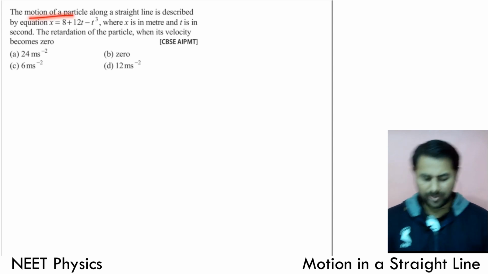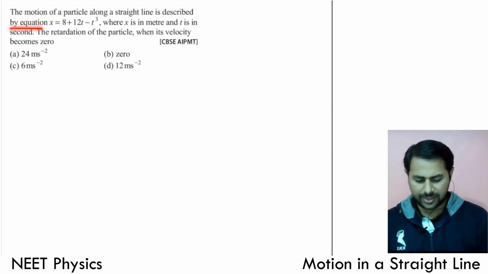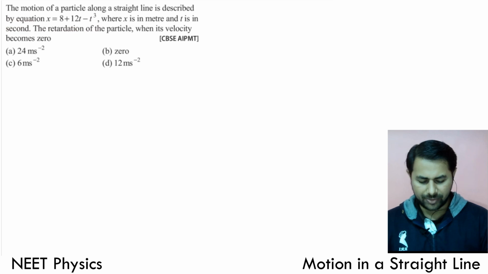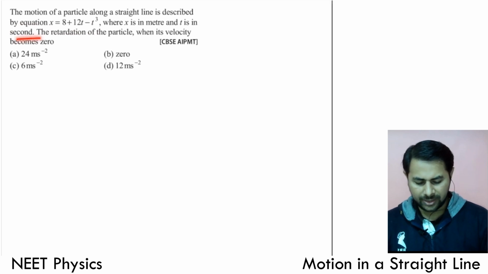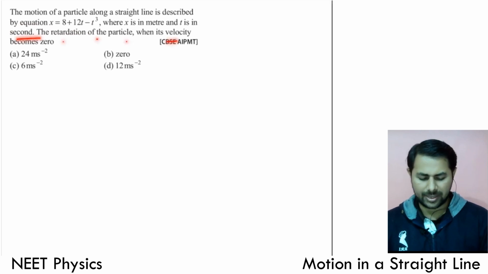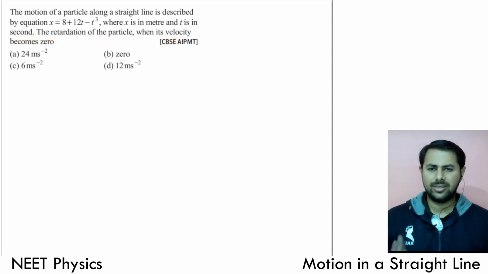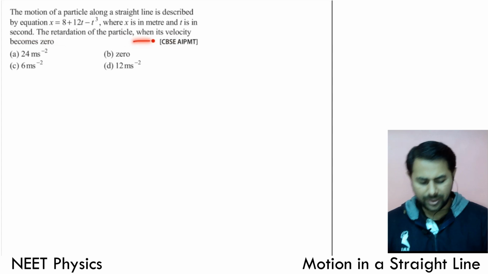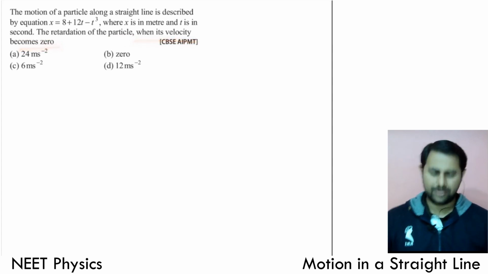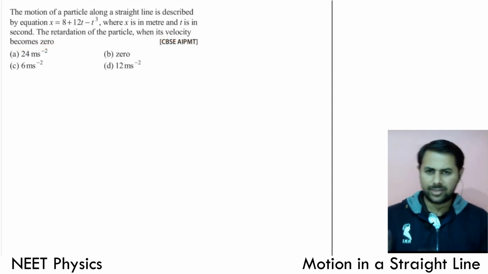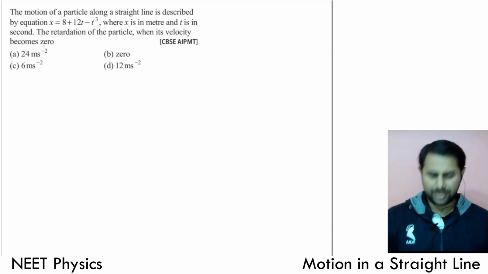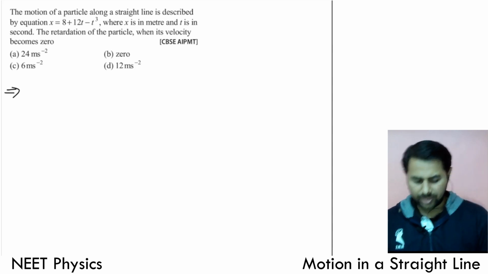The motion of a particle along a straight line is described by this equation, where x is in meter and t in second. The retardation of the particle. So what does the retardation mean? It means negative acceleration, when its velocity becomes 0. So they put the condition, when the velocity becomes 0, find out the retardation. That's it. So first of all, find out the point at which velocity becomes 0.